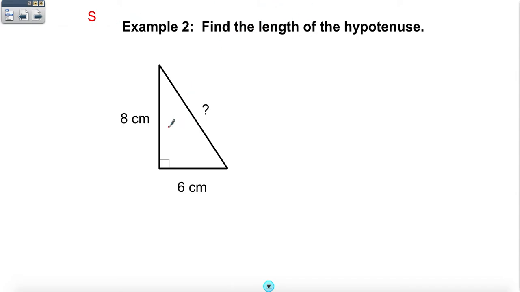So what I want you to do now is copy this triangle down in your notes, and then go ahead and pause the video and see if you can find what the hypotenuse is equal to in this one.